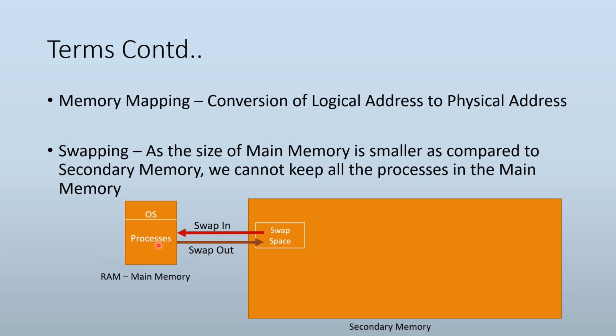So we have to send some processes temporarily from the main memory to the secondary memory, and this is known as swap out of these processes. And also we need some other processes back into the main memory from the hard disk. This is known as swap in. To implement this technique, we have a separate area in the hard disk known as swap space. This swap space consists of all those processes which have been swapped out from the main memory. I hope this term is clear to you.